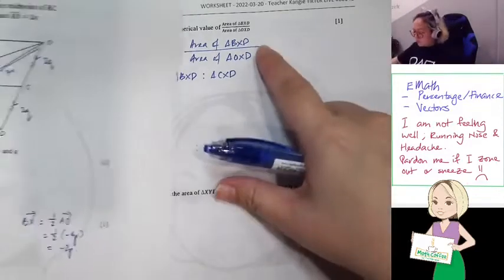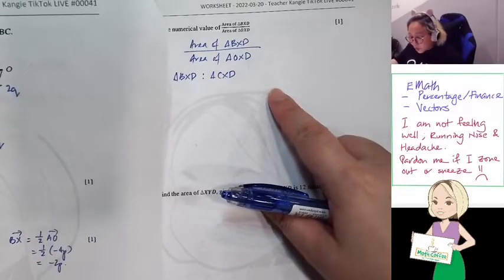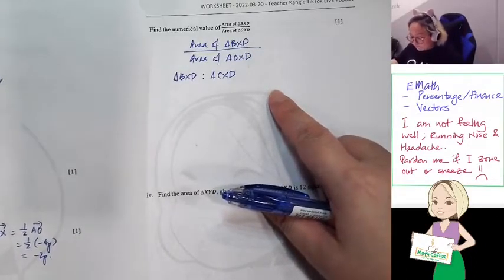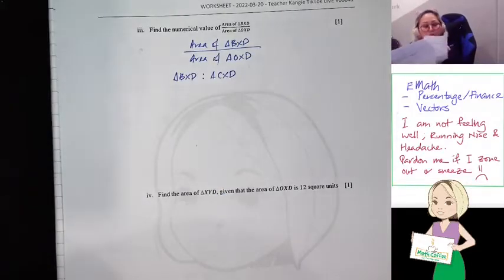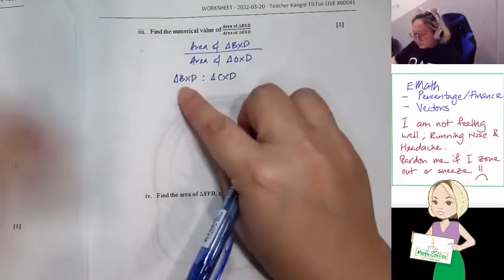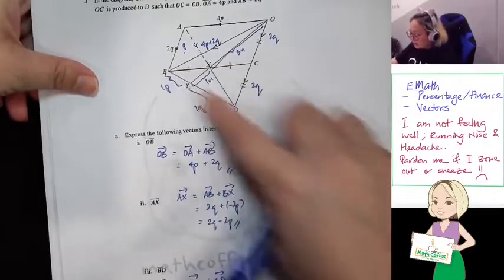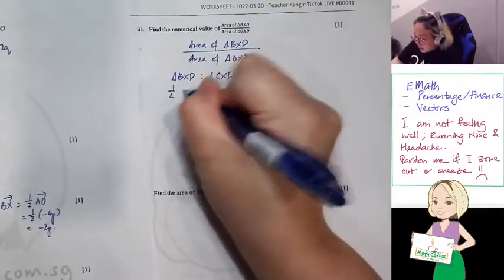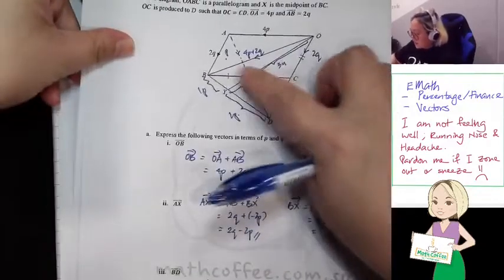Am I using the right one? OXD. Wait. Oh, I can use this one. Oh, this one is even better. Okay. So I'm going to put BXD and XYD. It will be half times 3 part times height. See, BXD.